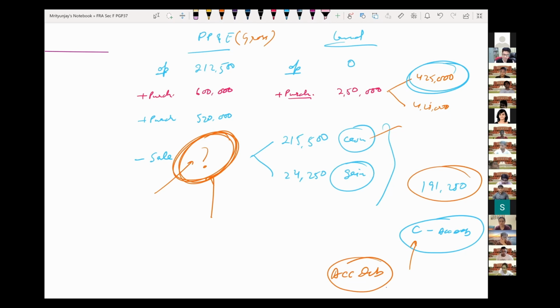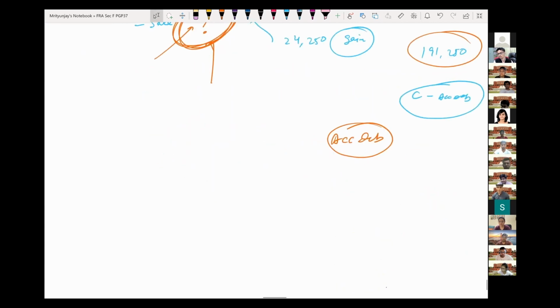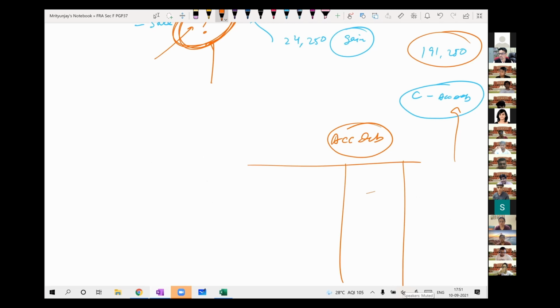But this one is an example of two missing information. So we need to find either one of these. So what to do? So let's play Vyomkesh Bakshi now. So we would want to find out accumulated depreciation information, and for that, one hint is that we can prepare accumulated depreciation account. Let's see if we can figure anything from that.